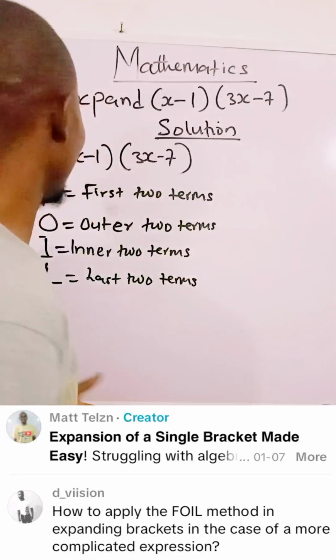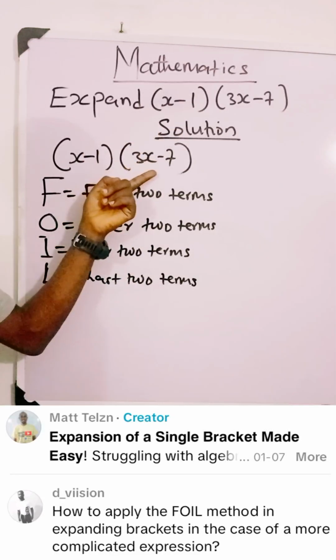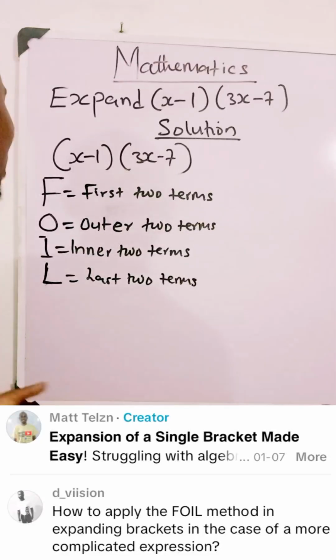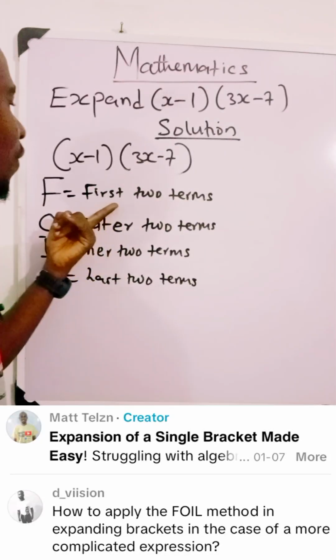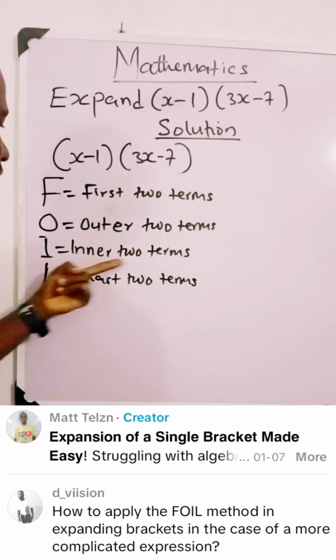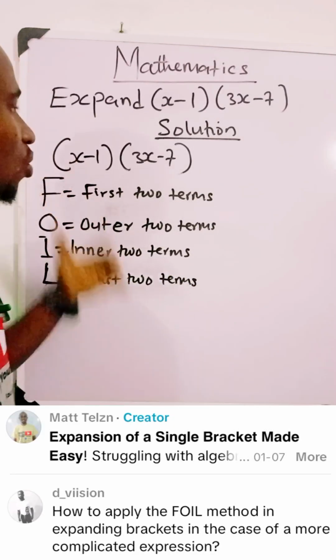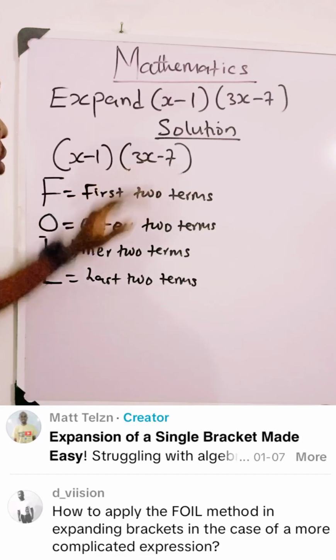Now, this method is called FOIL, right? FOIL. The same question. Let's see if we arrive at the same answer. Now, F stands for first two terms, O for outer two terms, I for inner two terms, and L for last two terms. Observe these two brackets. I have this and this, right?